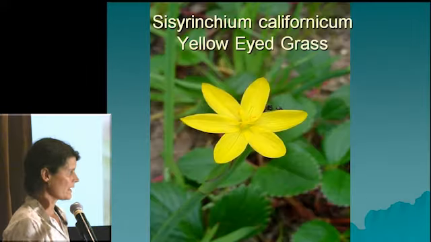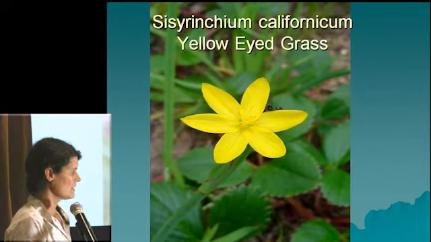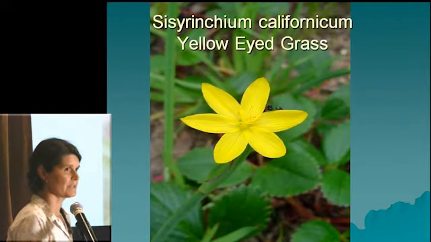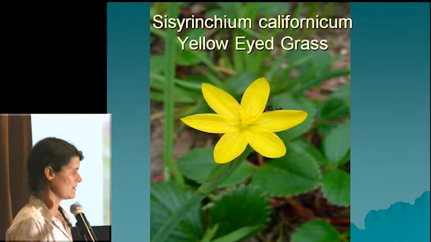And then Sisyrinchium californicum, the yellow-eyed grass, pretty much stays evergreen, especially in moist areas, and has a great yellow flower.